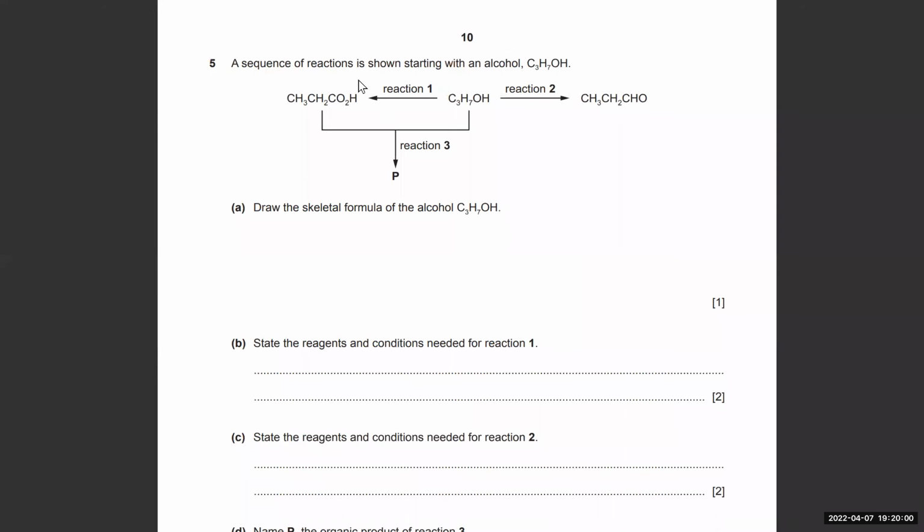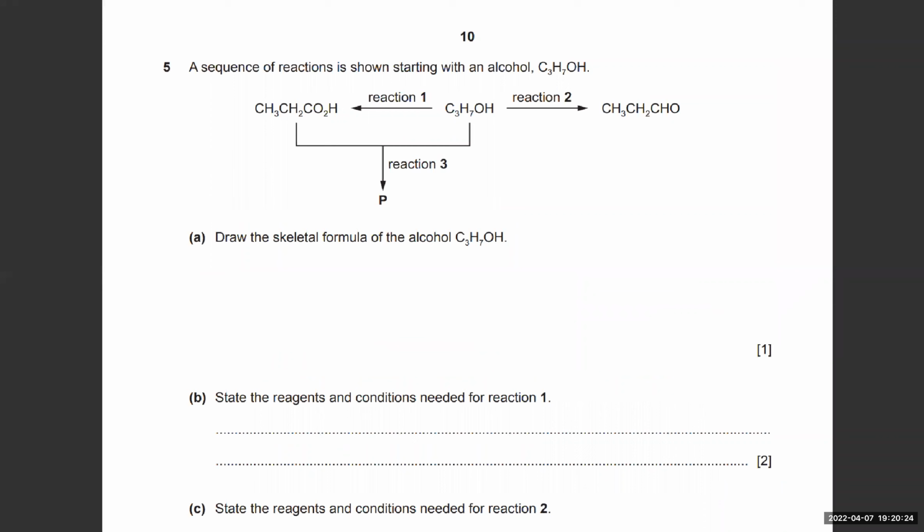Okay, a sequence of reactions is shown starting with the alcohol C3H7OH, and it is asking for the skeletal formula of the alcohol. That's got to be drawn. Okay, so the skeletal formula of the alcohol C3H7OH needs to be drawn. So that part is kind of easy. It is propanol.